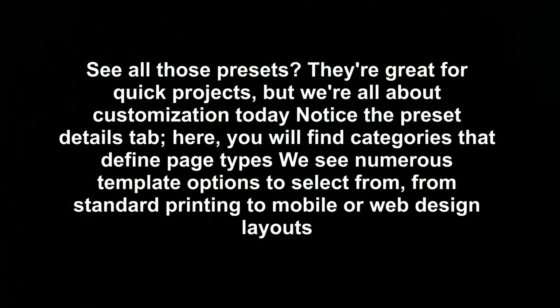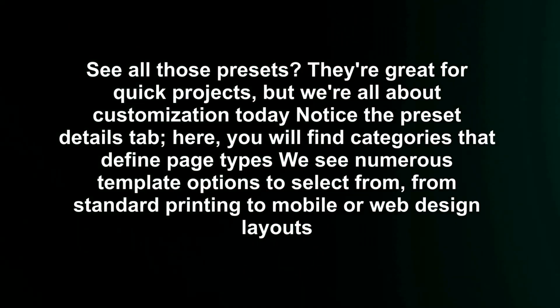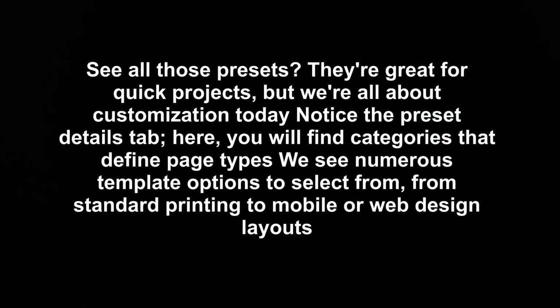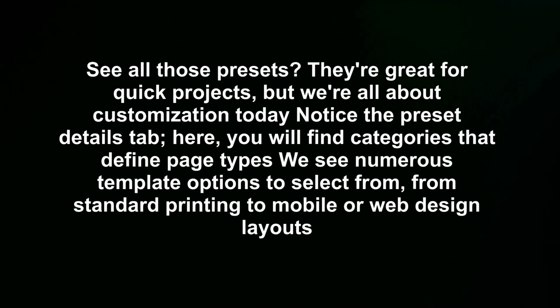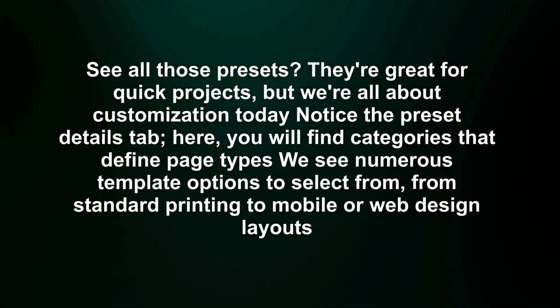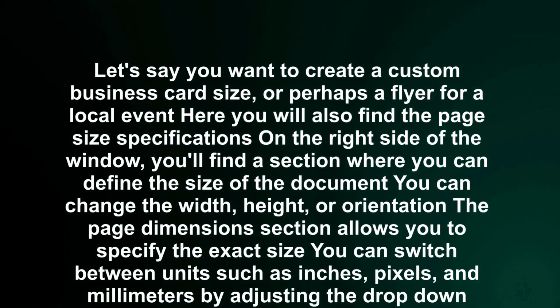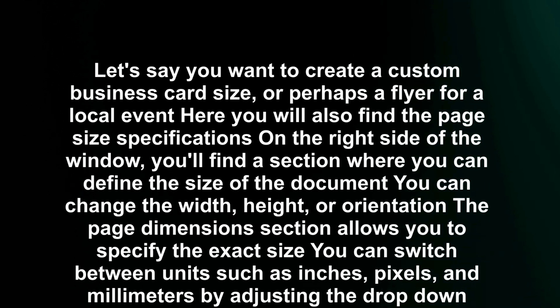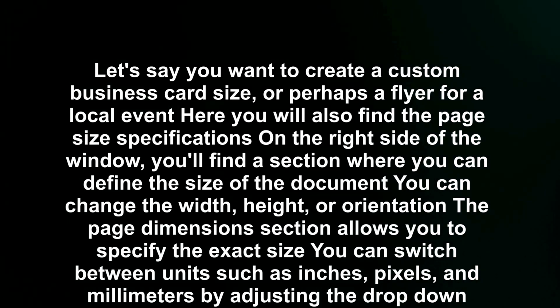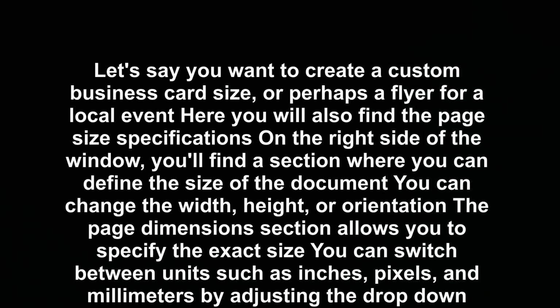Notice the Preset Details tab. Here, you will find categories that define page types. We see numerous template options to select from standard printing to mobile or web design layouts. Let's say you want to create a custom business card size, or perhaps a flyer for a local event. Here you will also find the page size specifications on the right side of the window.